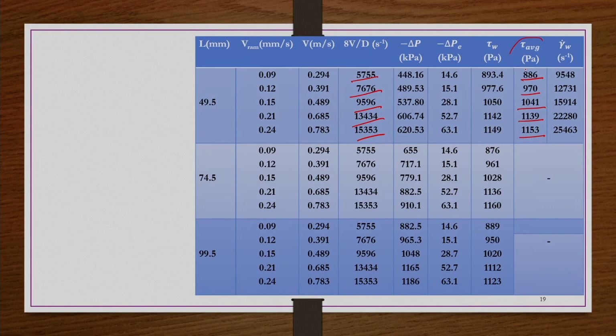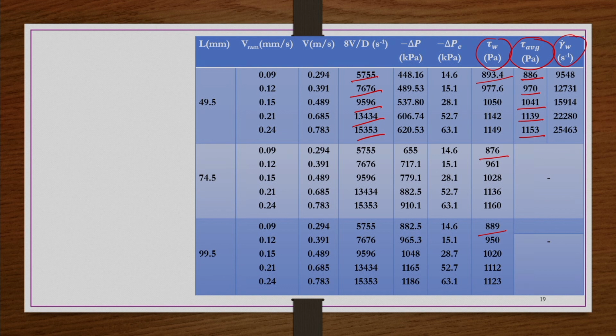So, the length effect, the entrance effect, has been taken care of. Now the true shear stress you got, this is the true shear stress only. This is also true shear stress, but we have taken the average over all 3 L values. That is because they are very close to each other; even if you take one case, that is also not going to affect anything on the rheology. But the shear rate also we need to have as true shear rate.